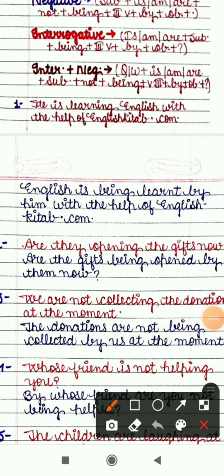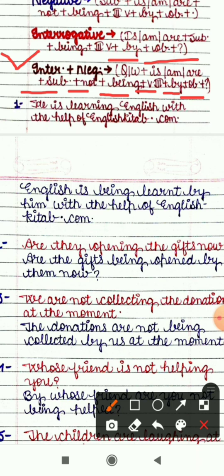The next formula is of interrogative plus negative sentences which have question words. The question word will remain on its place. Then afterward is, am, are according to the new subject, then not and then being, then verb third form, then by, new object and then question mark.